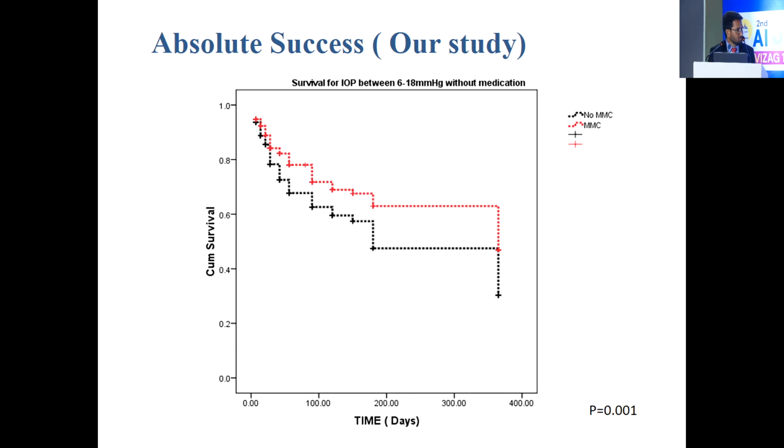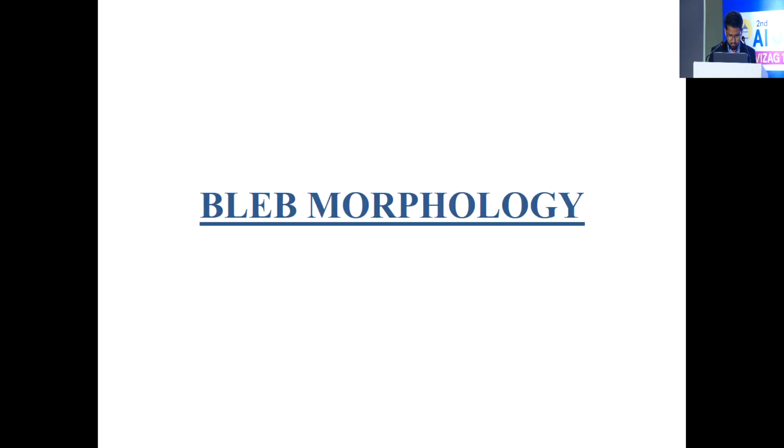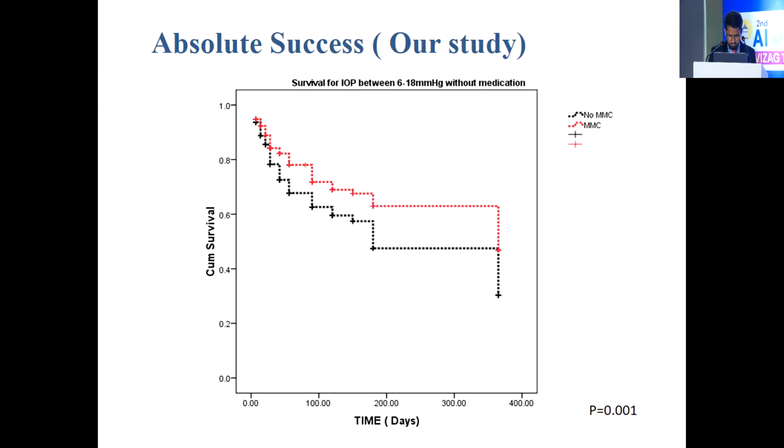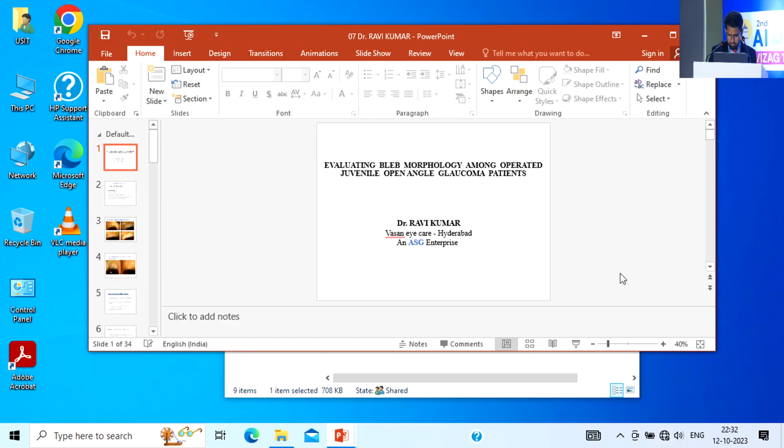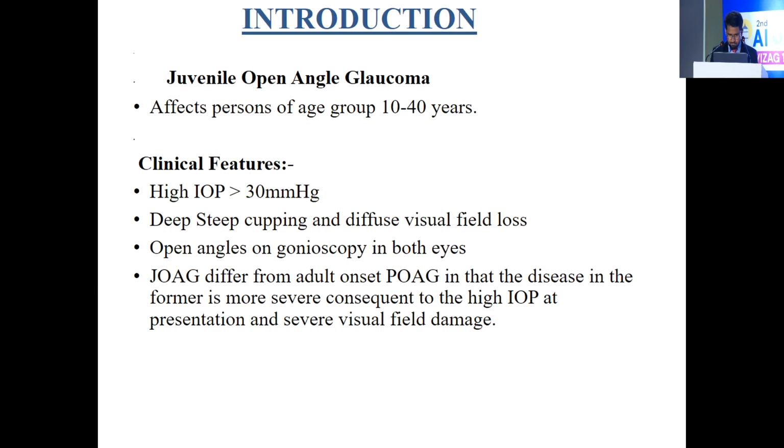But these were juvenile patients, right? And they were operated, some of them at the age of 40, you mentioned. If you go to your first slide, just go back to your first slide. Can you maximize it? This is only the characteristic features of the JOAG patients, not for my paper patients. It affects persons of age group 10 to 40 years.